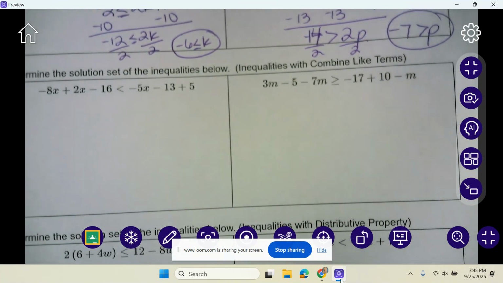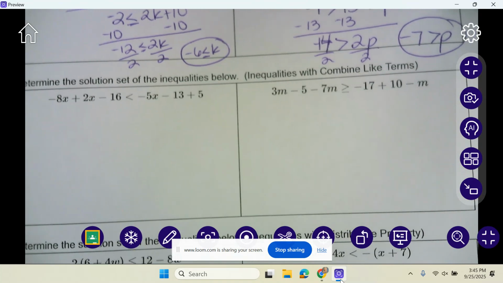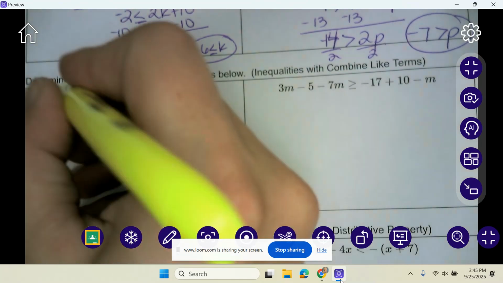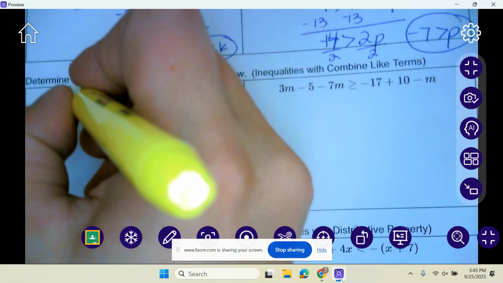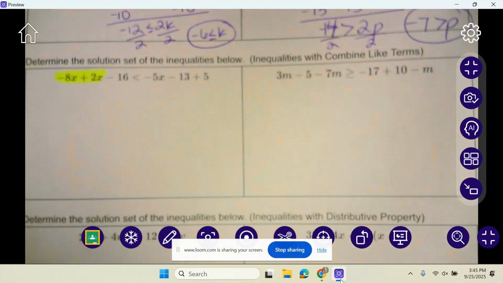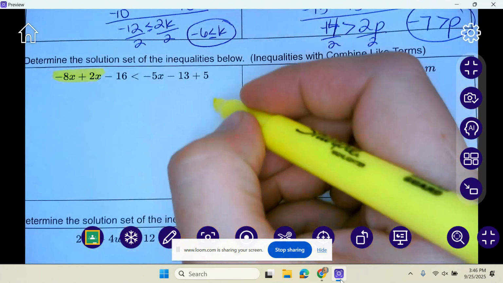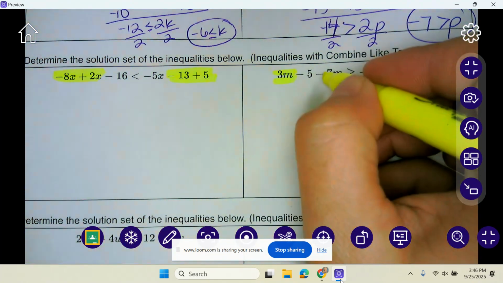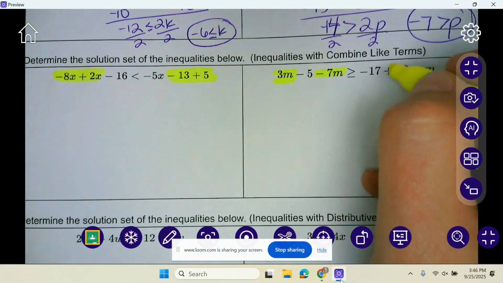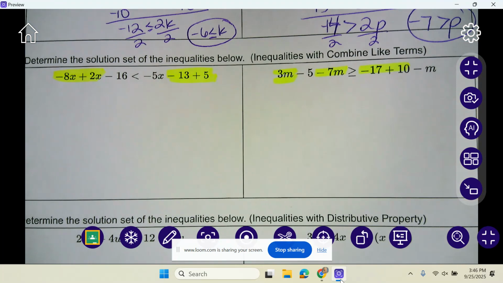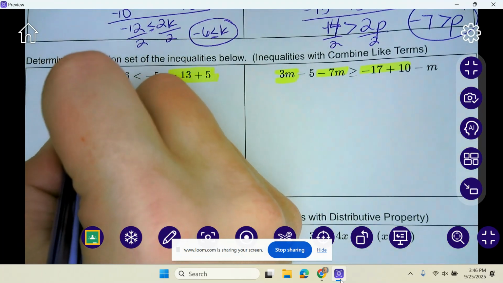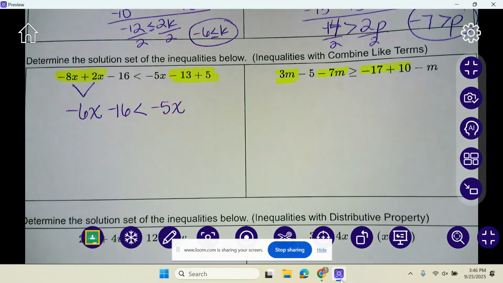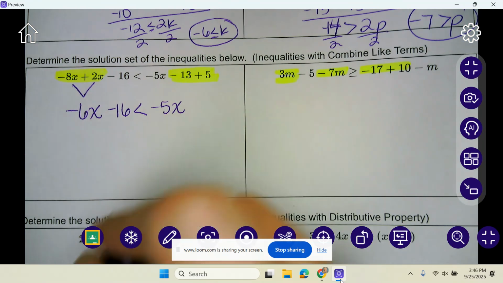All right, so this one is combine like terms first. So when I combine the like terms, I'm going to combine the 8x and the positive 2x. And then over here, I'm going to combine negative 13 and 5. I'll just do it because I have to highlight my hand. Over here, I'm going to combine 3 and negative 7. And over here, it's going to be negative 17 and 10. Okay, so combined is negative 6x. And then negative 13 plus 5 is negative 8.